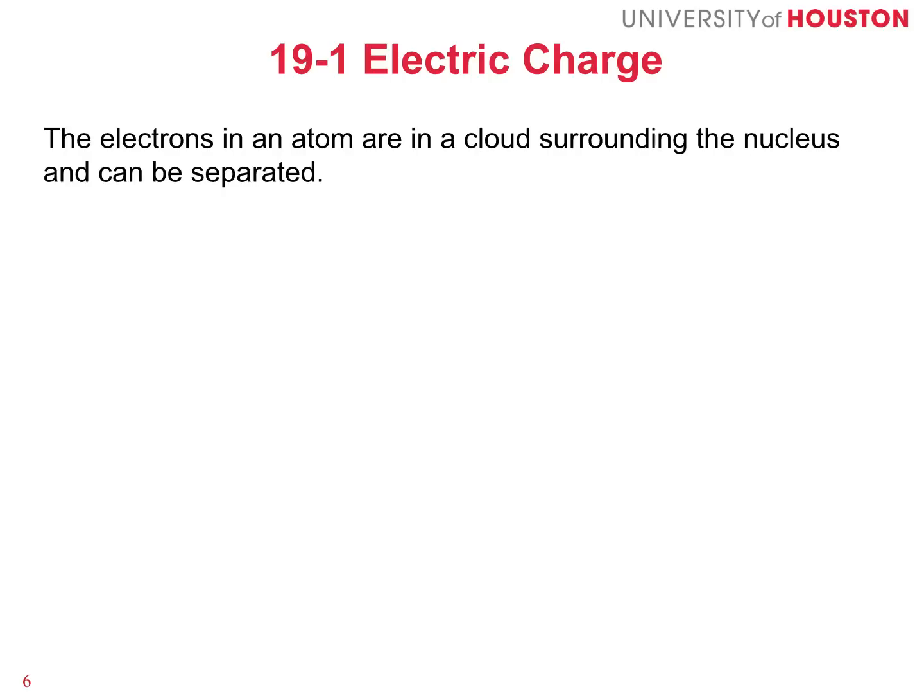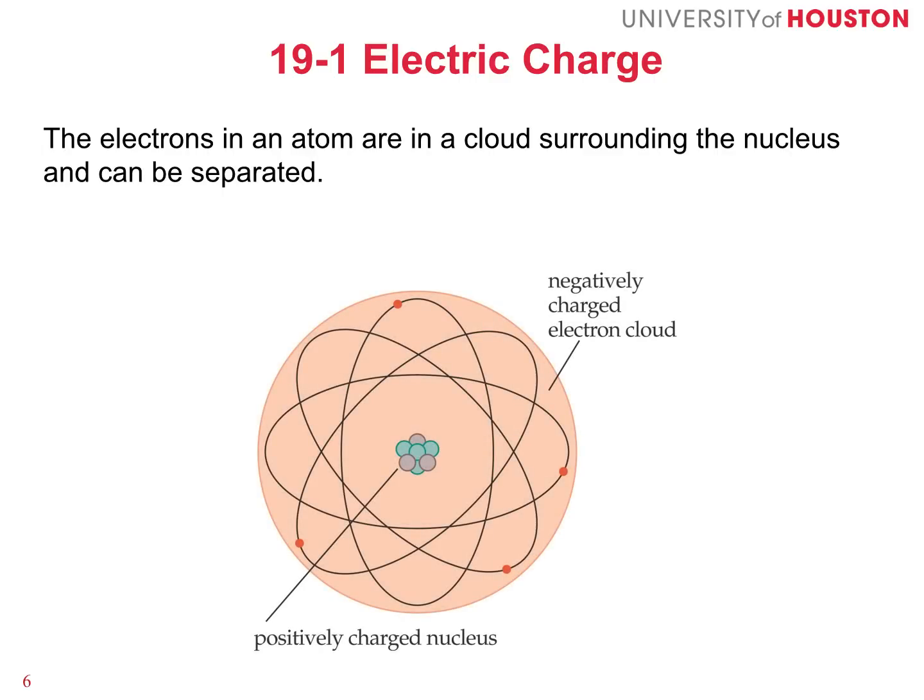The electrons in an atom are in a cloud surrounding the nucleus, and the electrons themselves can be separated from the atom relatively easily compared to the constituents of the nucleus, which are protons and neutrons. Here we have a diagram which shows the electrons moving around the nucleus. The nucleus itself occupies quite a small volume relative to the volume that the electrons move within.